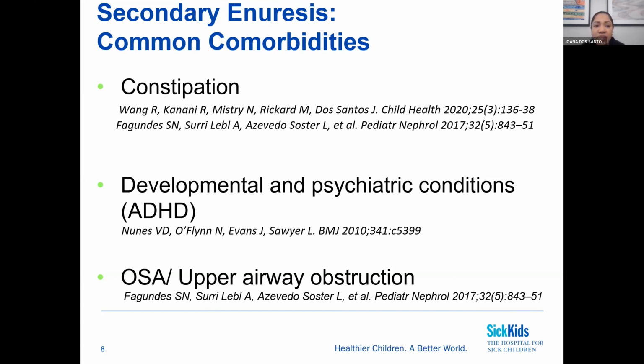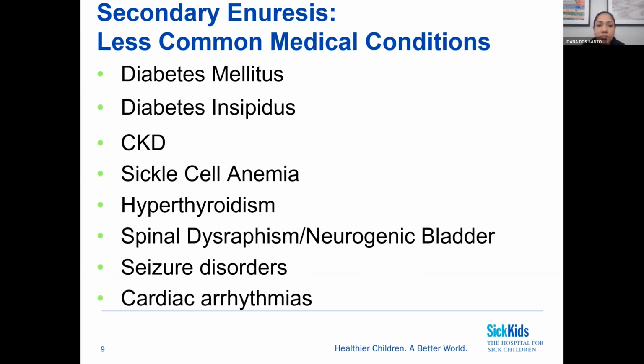A second common complication not listed here will be urinary tract infection. And another one will be developmental psychiatric conditions such as ADHD. Several studies have shown that if ADHD is not treated, enuresis is also refractory to treat. Ultimately, it's important to rule out upper airway obstruction, such as obstructive sleep apnea. Many studies have shown the relationship between OSA and enuresis and refractory enuresis. And once tonsils are removed in those patients, enuresis typically gets better.